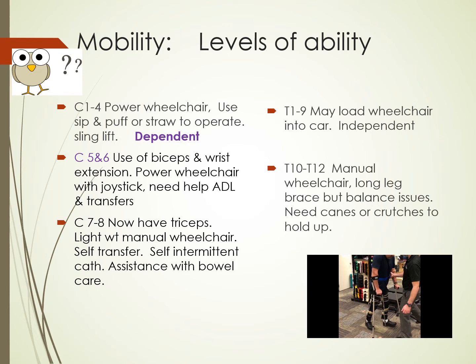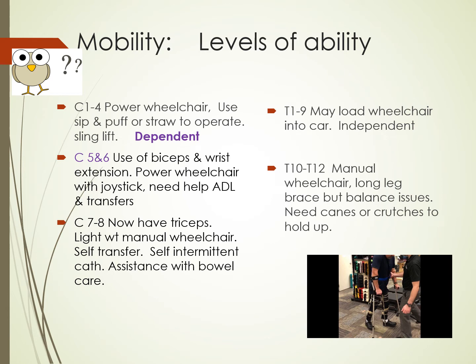Alright, so with mobility, let's look at their levels. In C1 to C4, power wheelchair, and we consider them very dependent. With that power wheelchair, they may be able to use a device where they can sip and puff to operate the device, and there's a straw kind of apparatus that they're able to blow on to operate it, and definitely a sling lift, and they need help with all their ADLs.